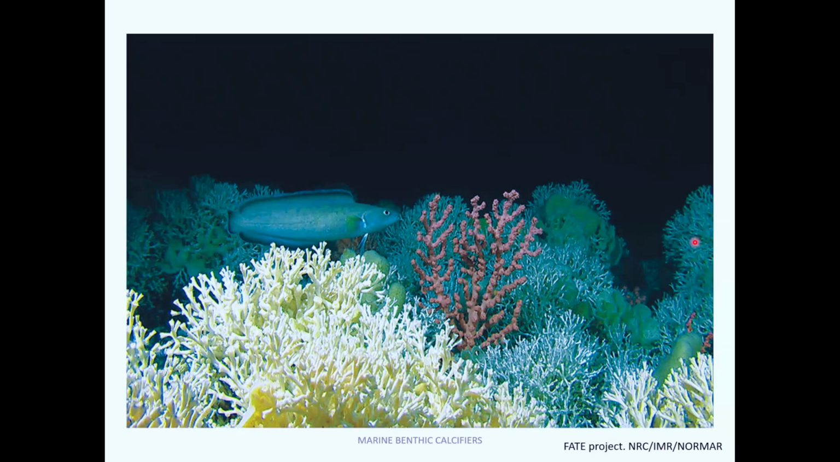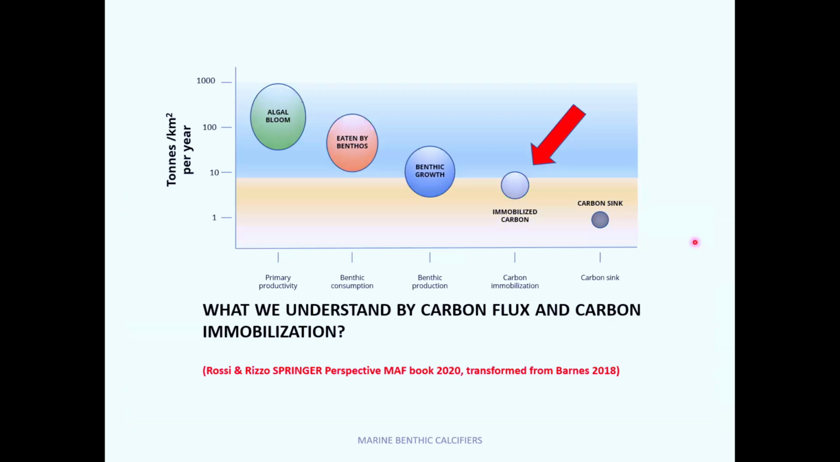So let's talk about the carbon. I love this drawing from Barnes, David Barnes, published in 2018, in which he studied, let us say, the carbon stock in Antarctica, okay?